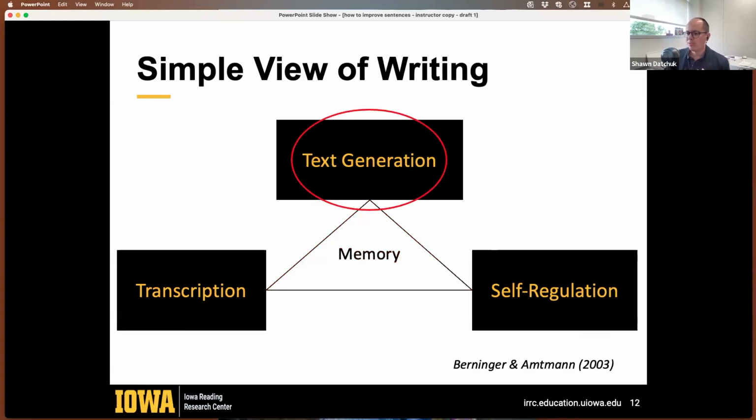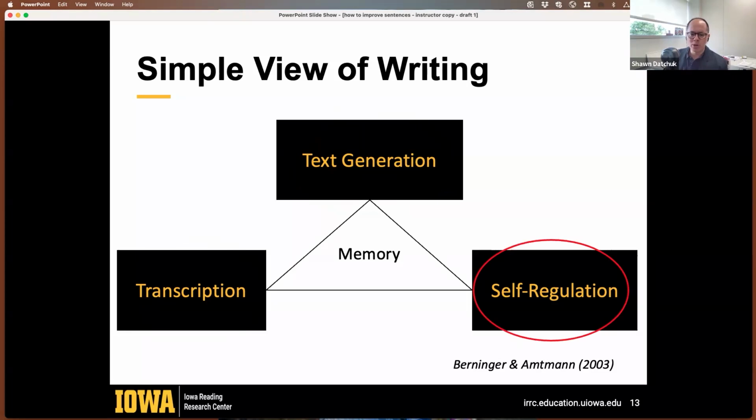So, as one of these areas develops proficiency, let's say text generation, if students have a fluent understanding of sentence structure to where they do not have to actively pay attention to whether or not, oh, is this a complete sentence? Am I missing a noun, a verb? If they do not have to do that, that gets committed to long-term memory. So, sentence structure gets committed to long-term memory. And that frees up cognitive resources, working memory resources, for them to pay attention to these other aspects of writing.